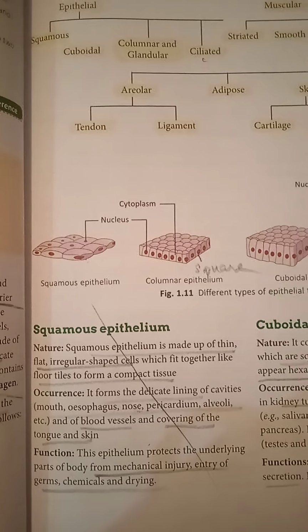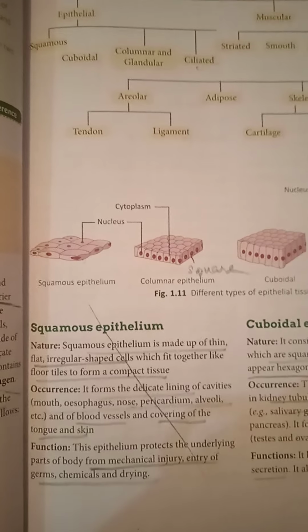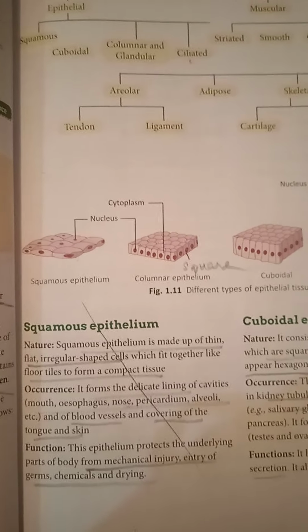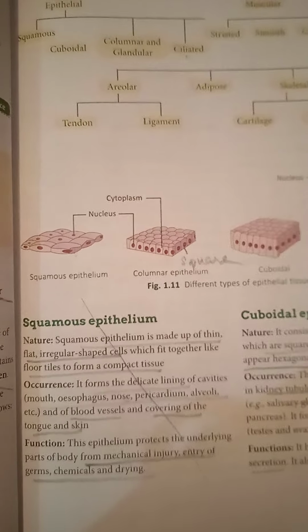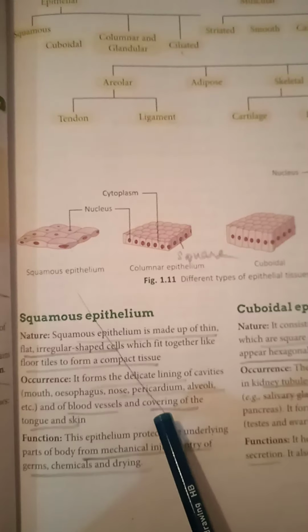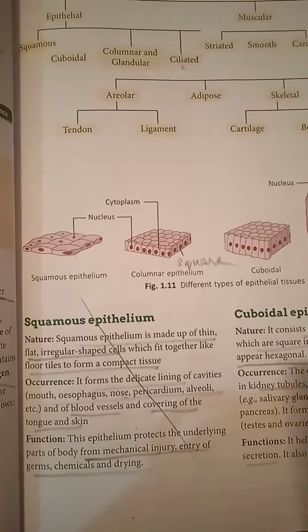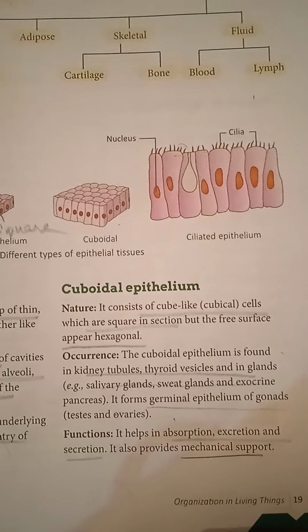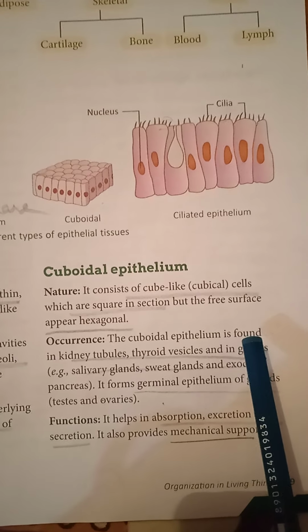They are very thin cells, irregular in shape, flat, just like floor tiles. Floor tiles are flat. They are very compactly arranged, and they are found in the nose, esophagus, alveoli, blood vessels, covering the tongue and the skin. The main function is to protect from any mechanical kind of injury, to prevent the entry of germs and chemicals, and to help prevent the drying of the tissues.